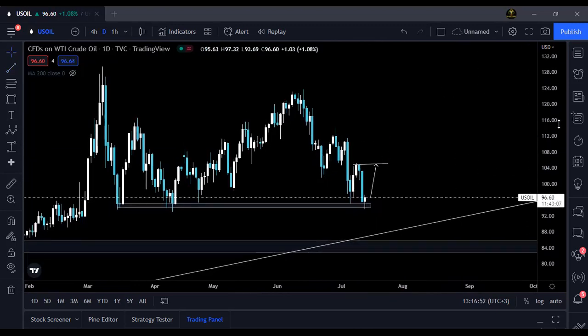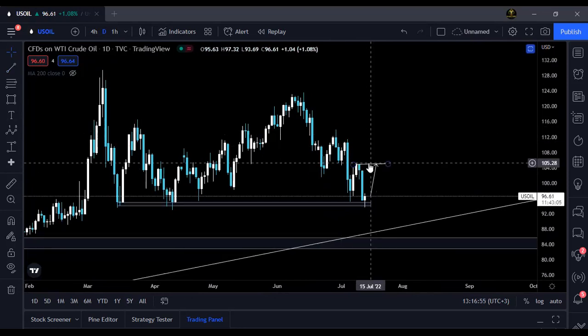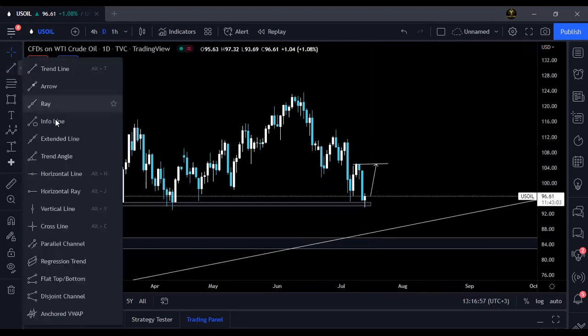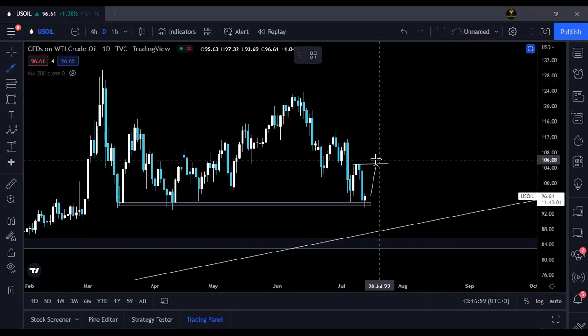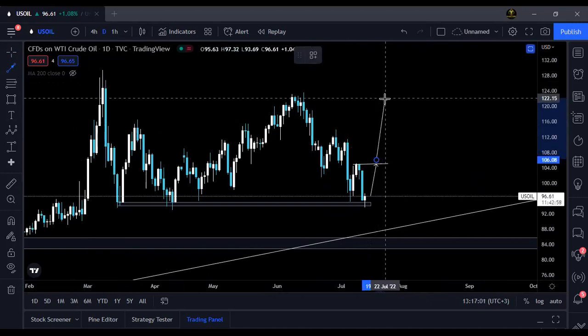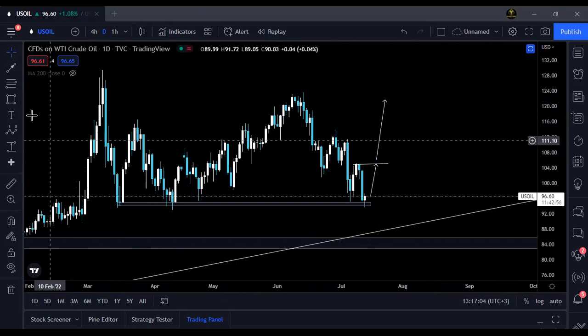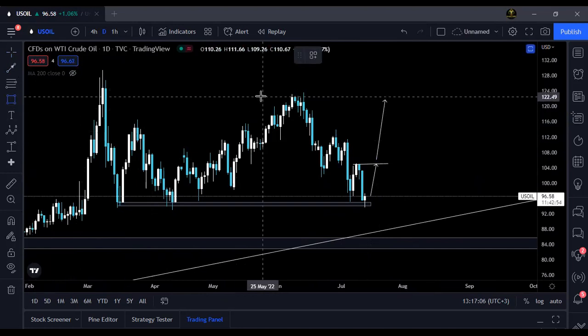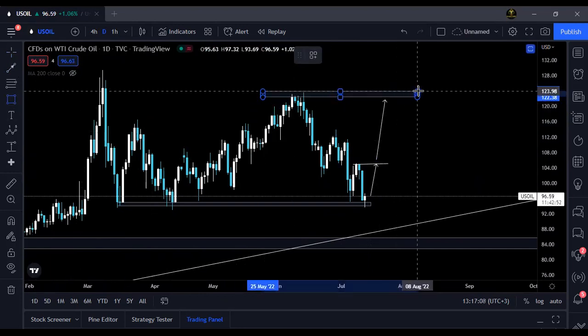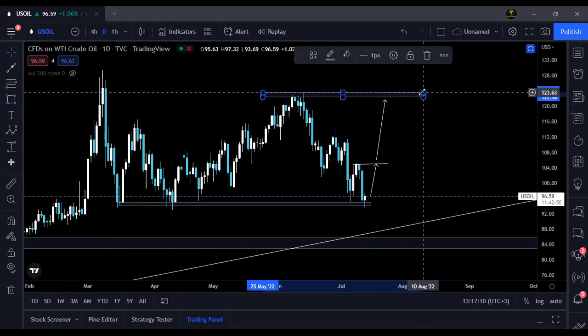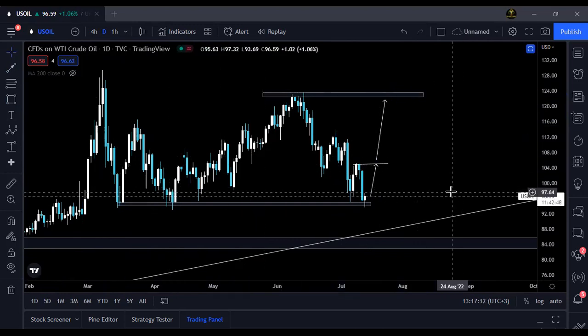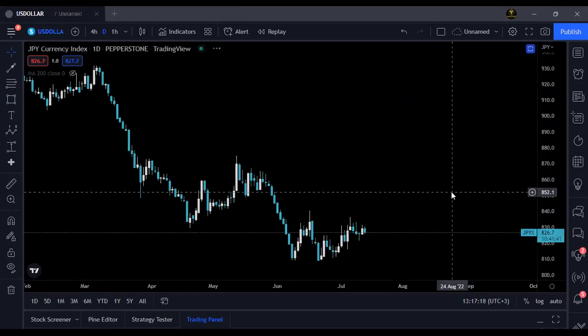But if prices break above there, then obviously we'll keep on going higher, maybe somewhere around here. But oil, for me, I wouldn't advise anybody to be trading it right now because it's ranging, it's not stable, and I don't really feel like it's the best instrument for you to be trading right now. You'll be risking your money where you can get better trades out there.